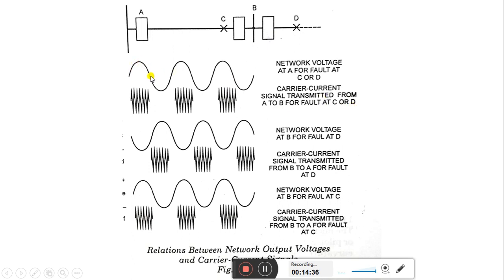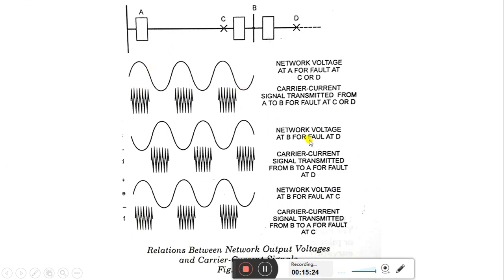So for each positive cycle, there is a current transmitted from end A, whether the fault lies at point C or at point D. So we must always be sure that whether the fault is at C, that is an internal fault, or at D, that is the external fault, we will get a current and voltage signal fed from end A in this pattern. We will always get these signals in these patterns.